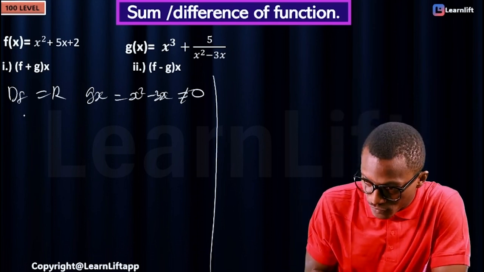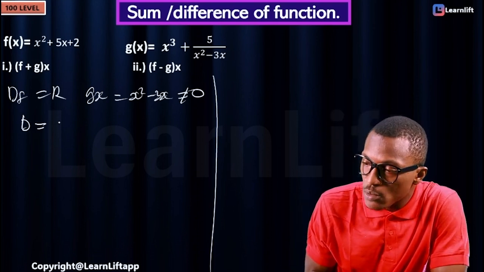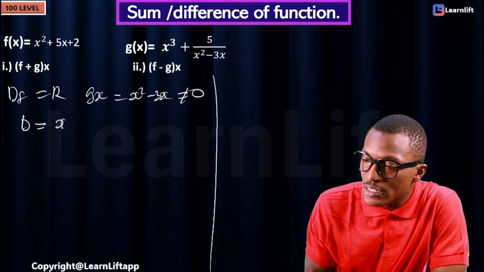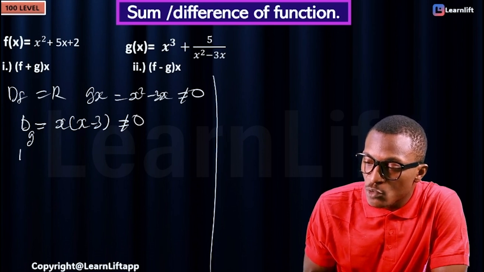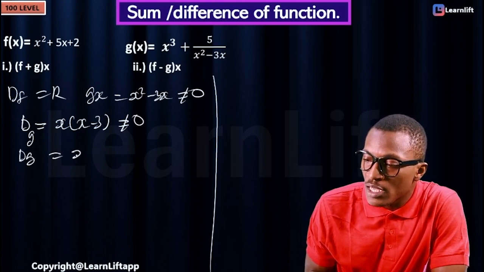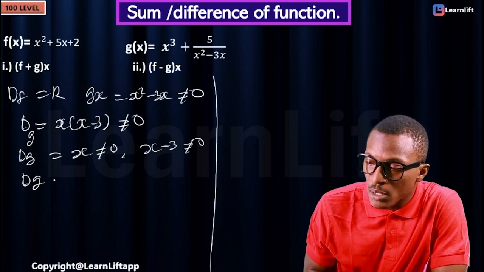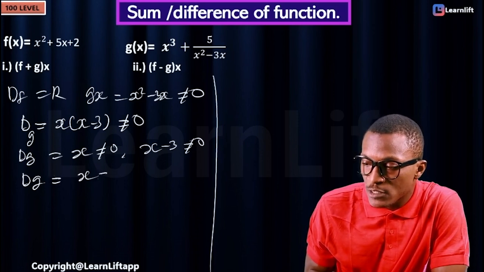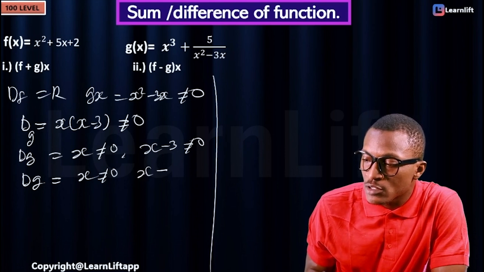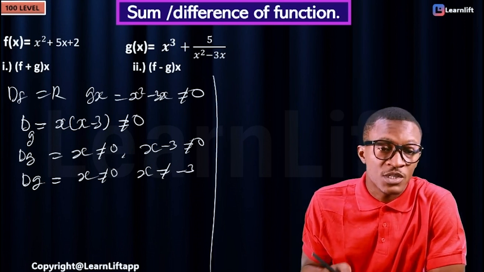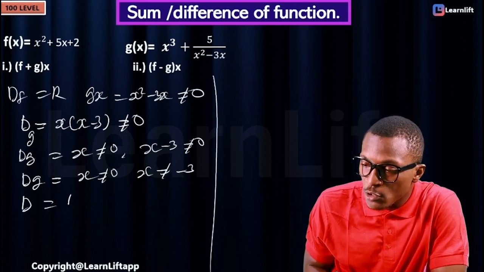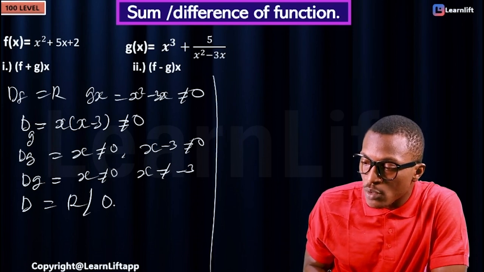So x is common. The domain will be x into x squared minus 3 not equal to 0. That's the domain of g. So x not equal to 0, and x squared minus 3 not equal to 0. So the domain of g gives x not equal to 0, x not equal to minus 3. So the domain is such that x, an element of the real numbers, is not equal to 0 and minus 3. Or you can say the domain is equal to the real numbers except 0 and minus 3.